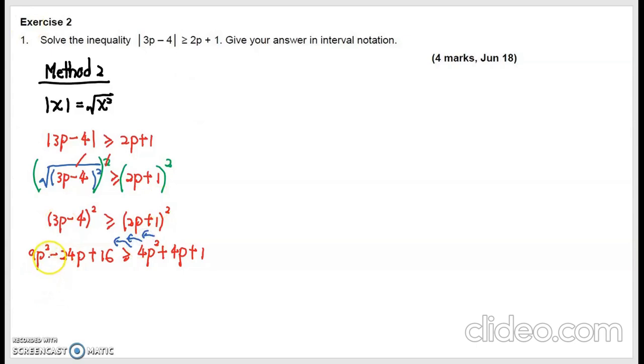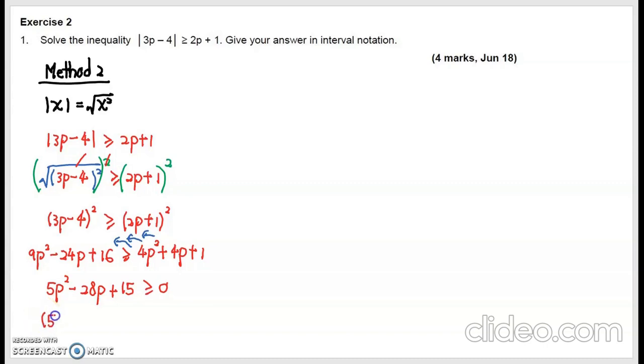So 9p squared minus 4p squared, here is 5p squared. Negative 24p, here minus 4p, now will become negative 28p. Then 16 minus 1 is positive 15. So it's greater or equal to 0. Next, we try to factorize.